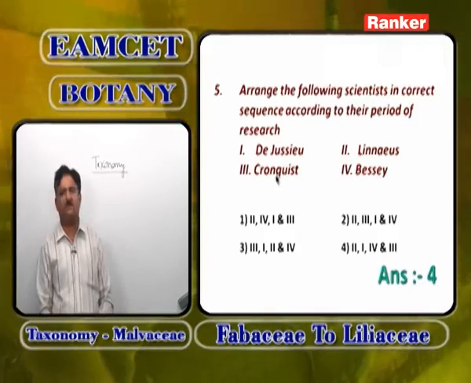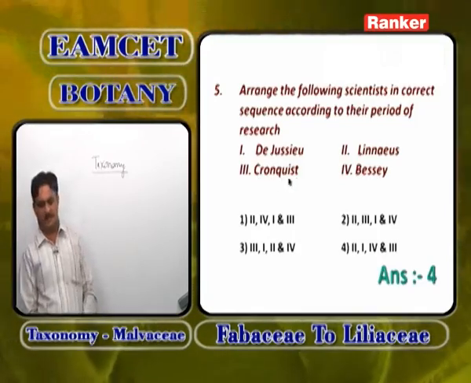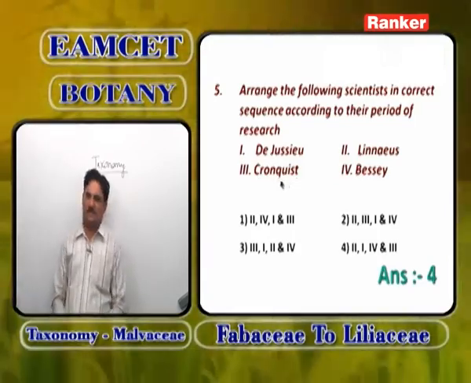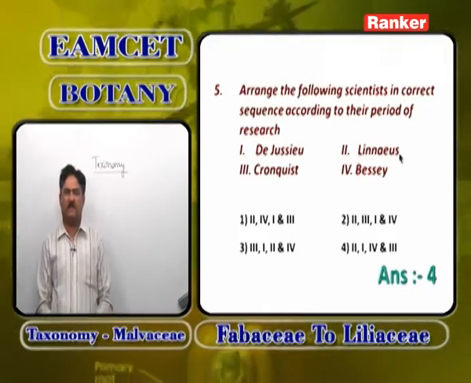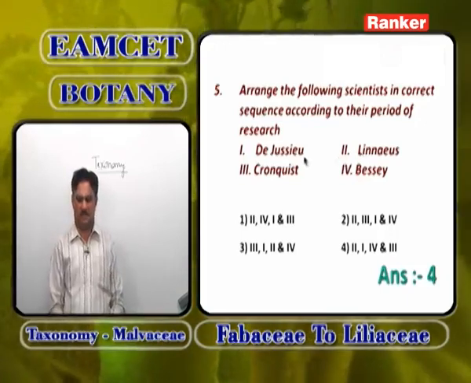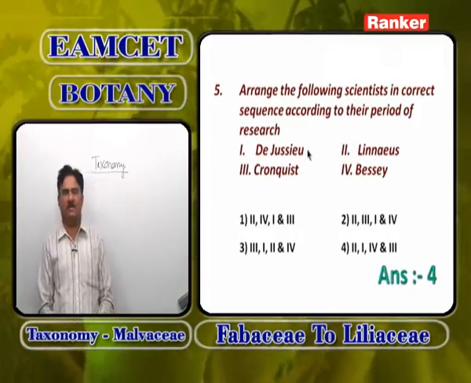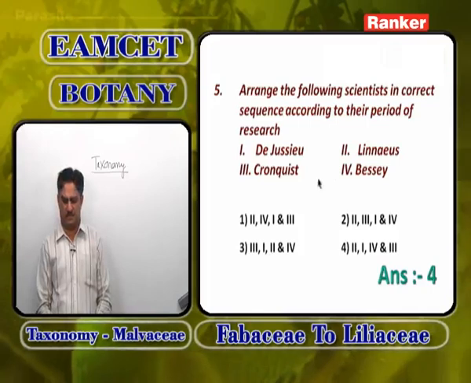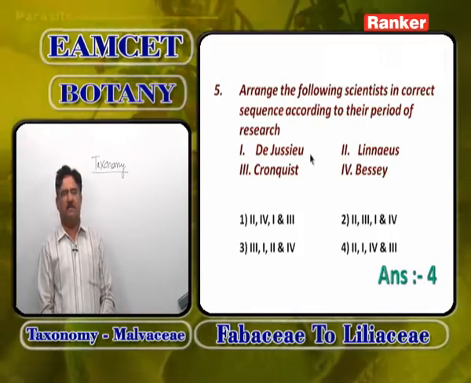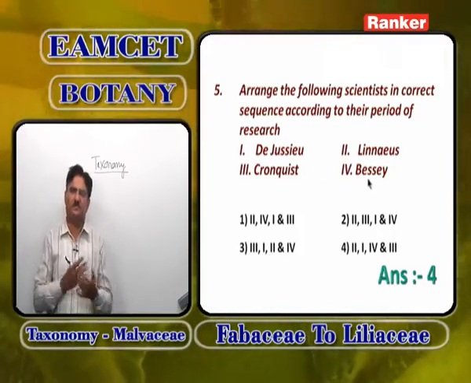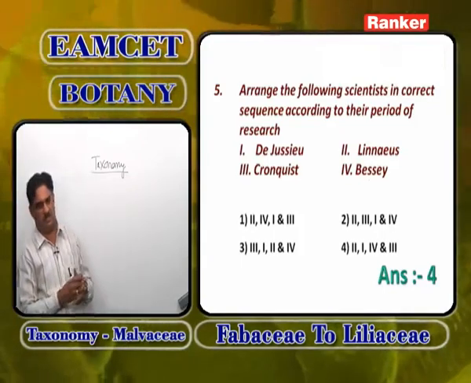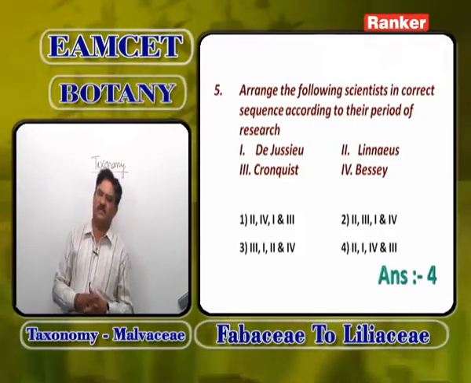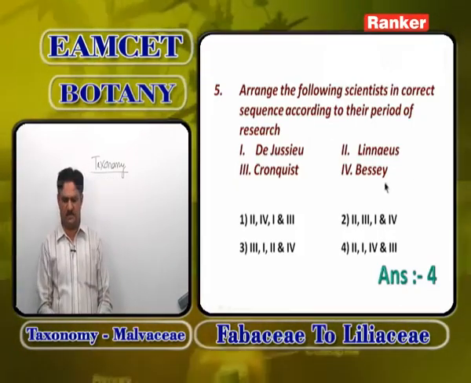Then Cronquist proposed the multidisciplinary system of classification. So, first the artificial system of classification, Linnaeus. Then the natural system of classification proposed by de Jussieu. De Candolle, de Jussieu, Bentham and Hooker proposed natural systems of classification. Bessey proposed phylogenetic systems or post-Darwinian systems, where importance is given not only to vegetative and floral characters but also to information from various branches.